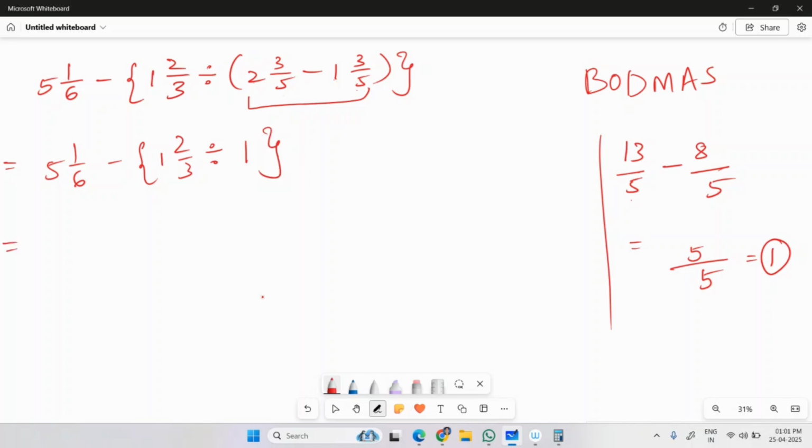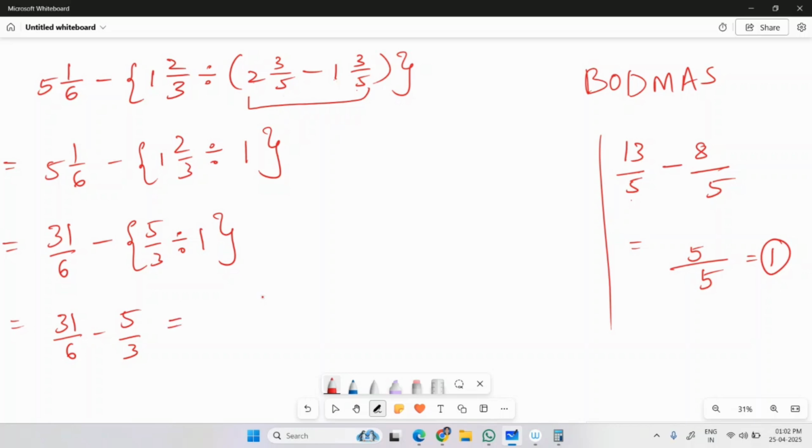Now 5 1 by 6 can be written as 31 by 6 minus 3 ones are 3 plus 2, 5 by 3 divided by 1. 5 by 3 divided by 1, or any number divided by 1, gives the same answer. So 31 by 6 minus 5 by 3.